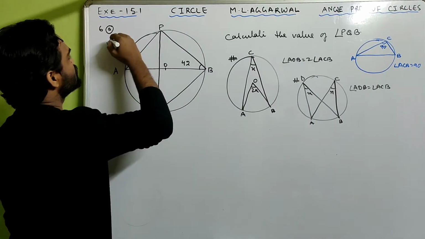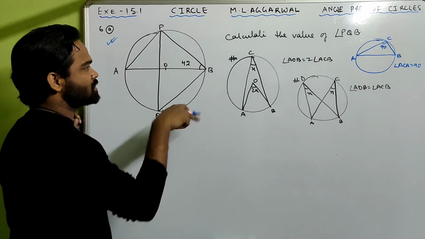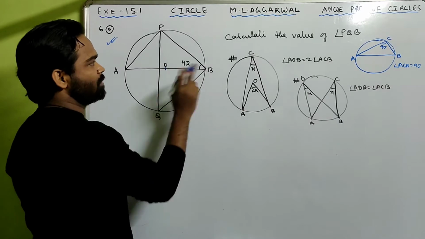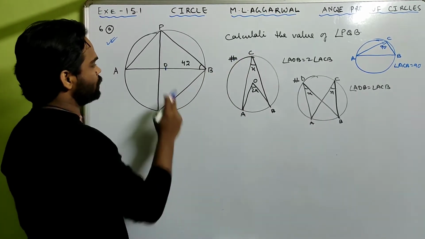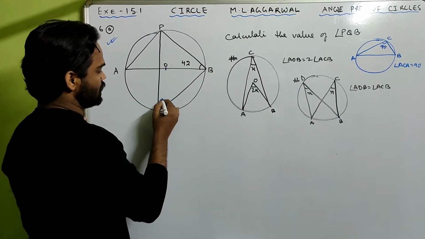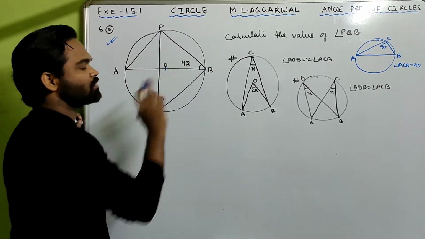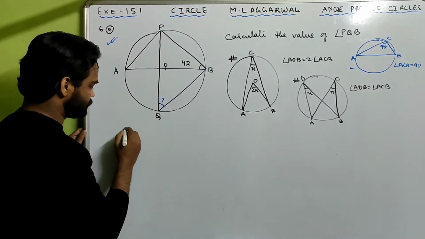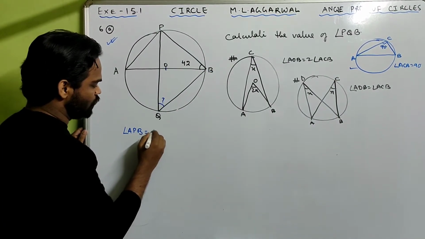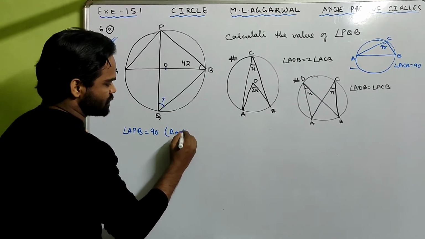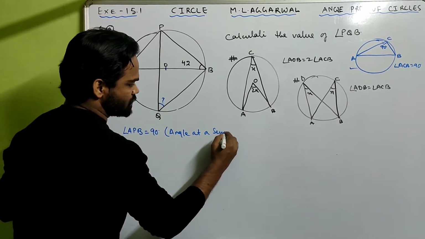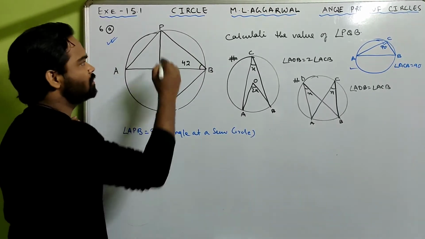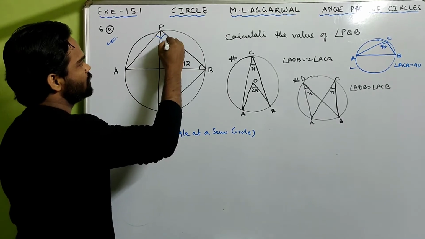Okay, look at 6a. They've given this circle, O is the center, which means AB is the diameter. Calculate the value of PQB, this angle they have asked for. They've given PBA as 42. Now look carefully, angle APB will be equal to 90 degree, angle in a semicircle. Why? Because AB is the diameter, so this part is a semicircle. So this is 90 degree.